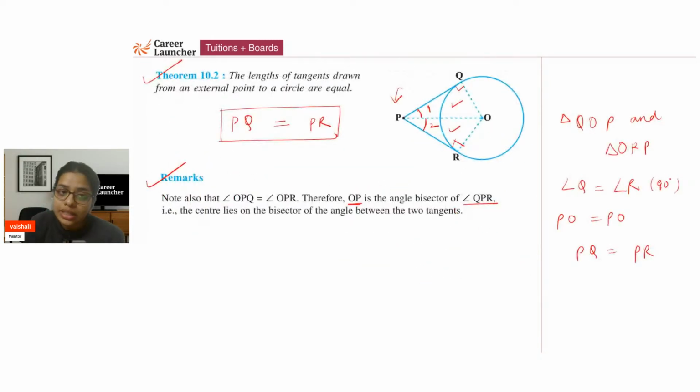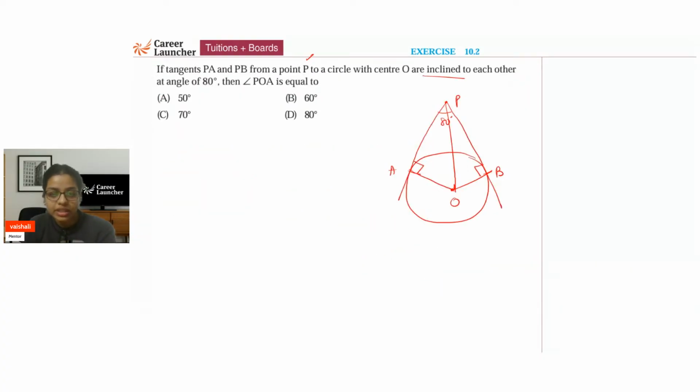हमने क्या पढ़ा? If we have a tangent, the angle 1 is equal to angle 2. ये जो दो angles हैं, they are equal to each other. So it means PO is acting as the angle bisector, right? So in this case also, can I say OP will act as the angle bisector, right? And it will divide my angle APB, which is 80 degrees, into such a way वो half हो जाएगा, right?